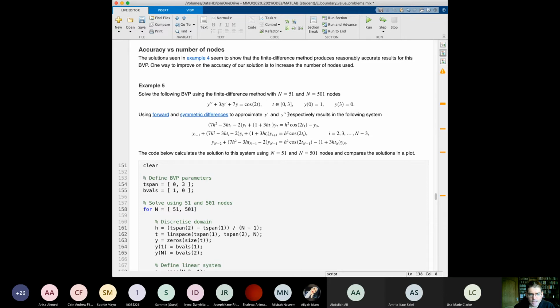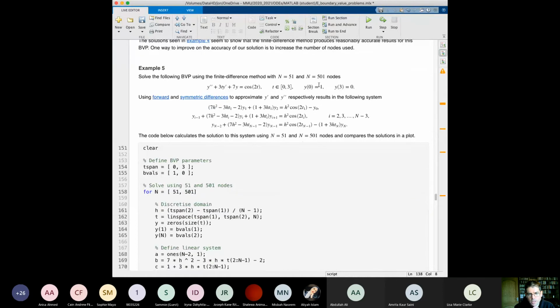The range of my domain is 0 to 3, and I've got these boundary conditions: at the lower boundary we have a solution of 1, and at the upper boundary we've got a solution of 0. I'm going to use forward and symmetric differences to approximate y dash and y double dash. A forward difference is first order, and a symmetric difference is second order. There is a little bit of algebra involved here. For the node adjacent to the boundary, because we know what y0 is, we take that from the left hand side to the right hand side.